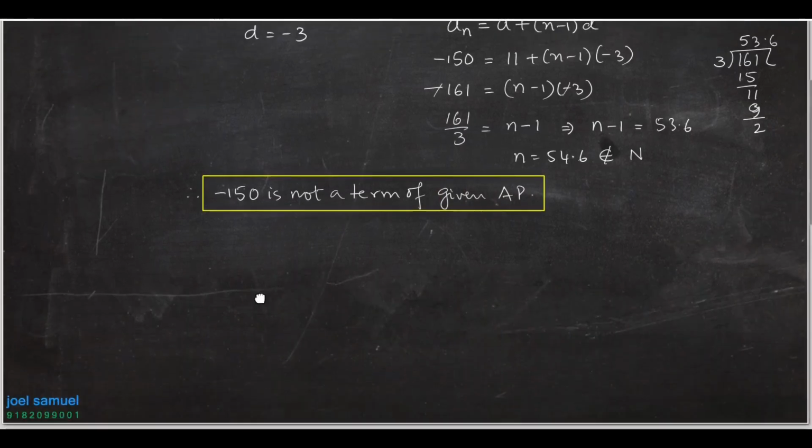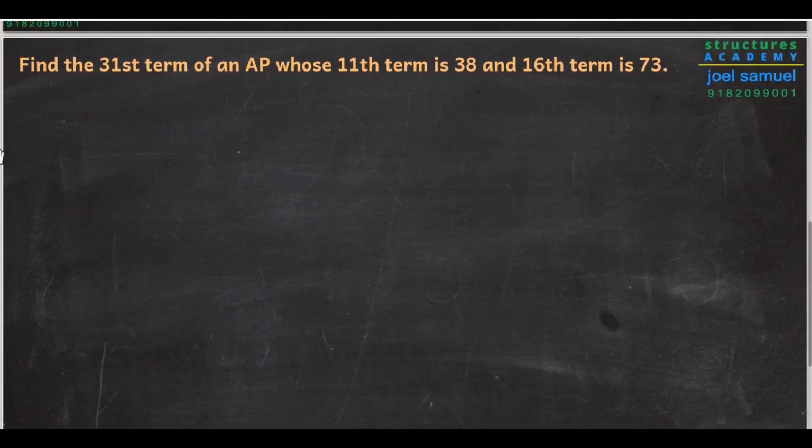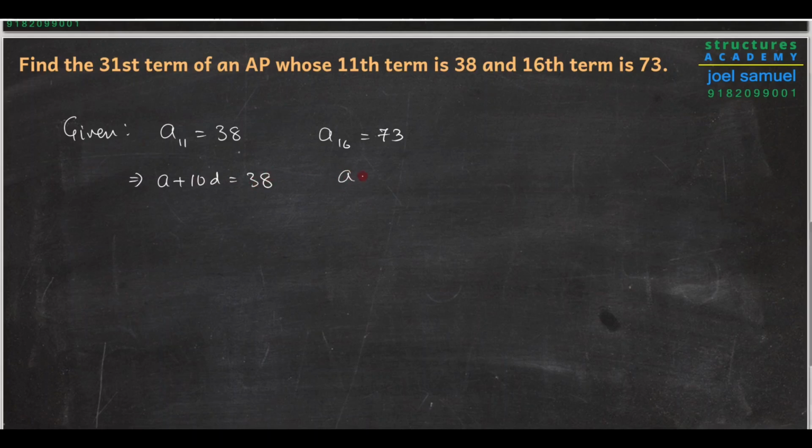Now let's move on to another question. Find the 31st term of the arithmetic progression whose 11th term is 38 and 16th term is 73. So we have been given the 11th term. A11 is 38 and A16 is 73. This implies A plus 10D is 38 and A plus 15D is 73.